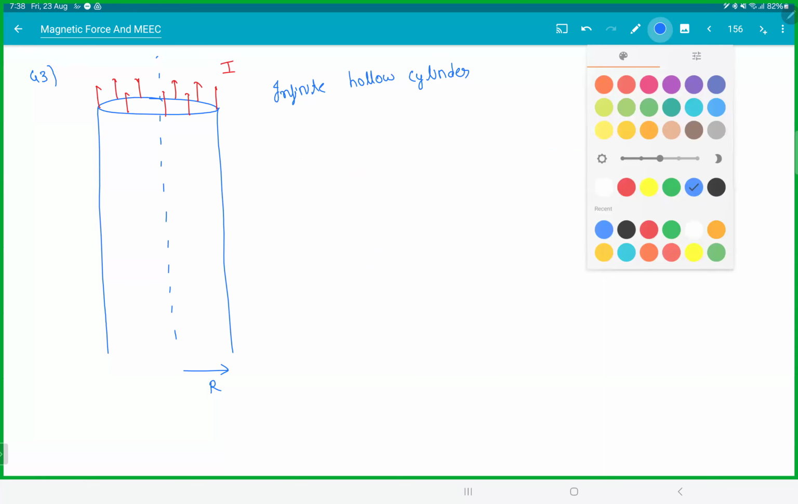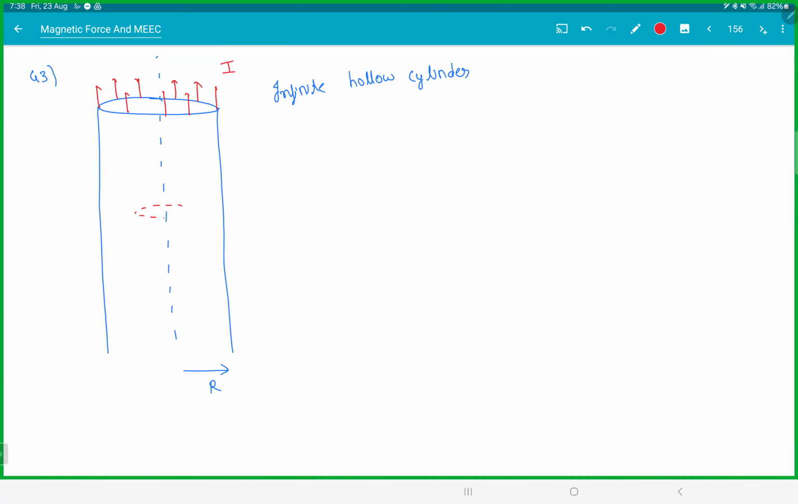So for the first part, consider an Ampere loop at a distance x. We are taking x less than capital R, inside. So integral B dot dl, by symmetry we can say B will be tangential. This will be B into 2 pi x. Current is 0, so B is 0. There's no field inside.